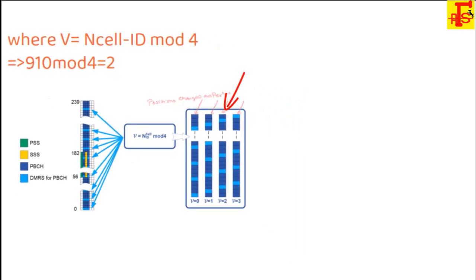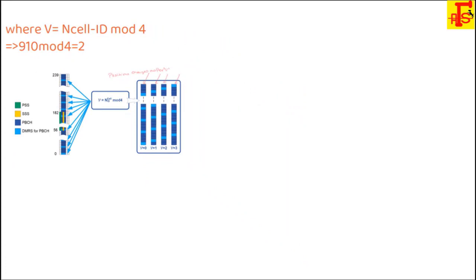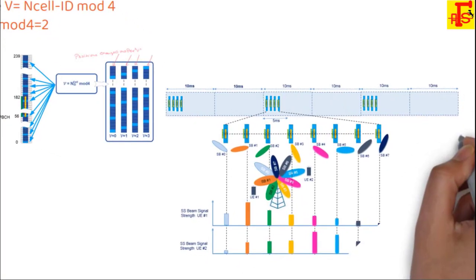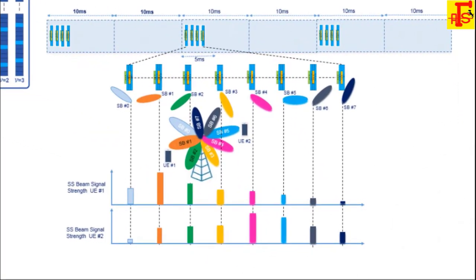Now the UE measures the signal strength of the demodulation reference signal, PBCH DMRS, of each SSB, and it is detected for a certain period. From the measurement result, the UE can identify the best SSB index with the strongest signal. On the basis of the measurement, the UE decides which one is the best beam, right?